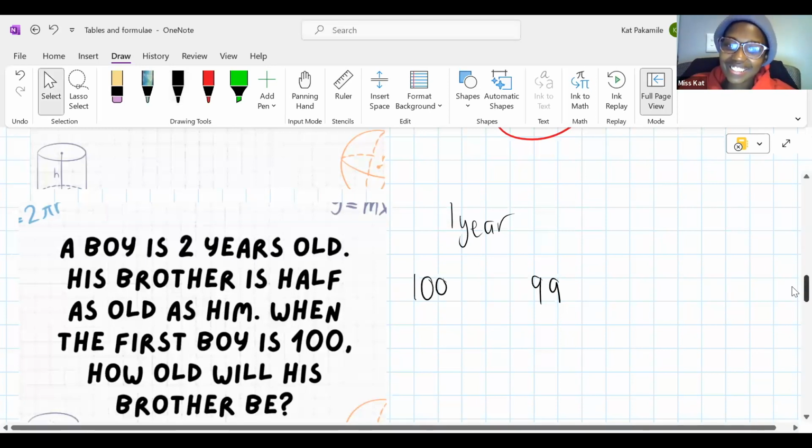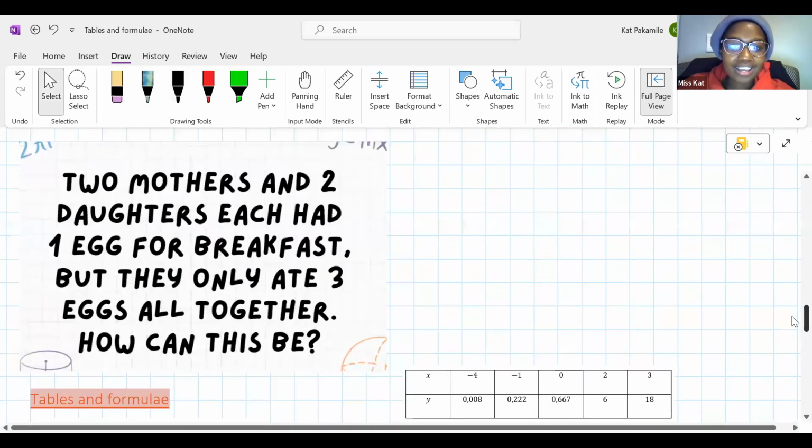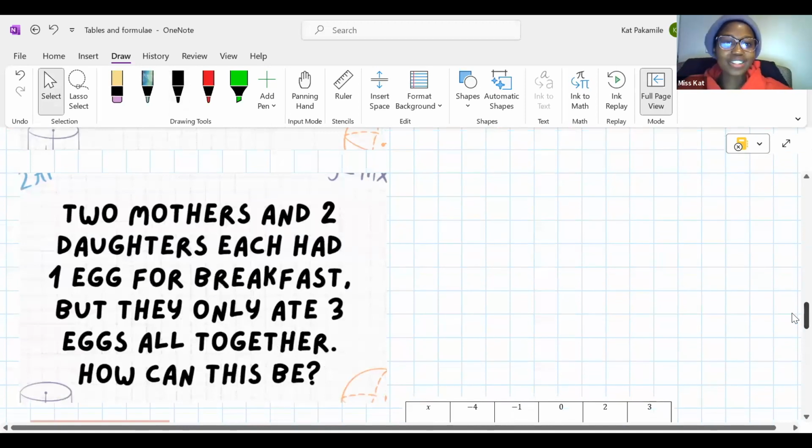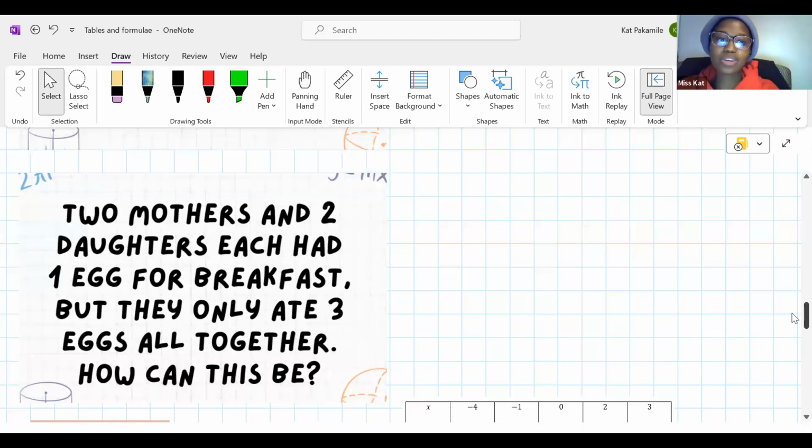Let's do the last time. Okay. 2 mothers and 2 daughters each had 1 egg for breakfast, but they only ate 3 eggs altogether. How can this be? It is 99, Tato. Tato believes mom, but doesn't believe me. Guys, how can this be? If 2 mothers and 2 daughters had 1 egg, but only 3 eggs were eaten, how is this possible?